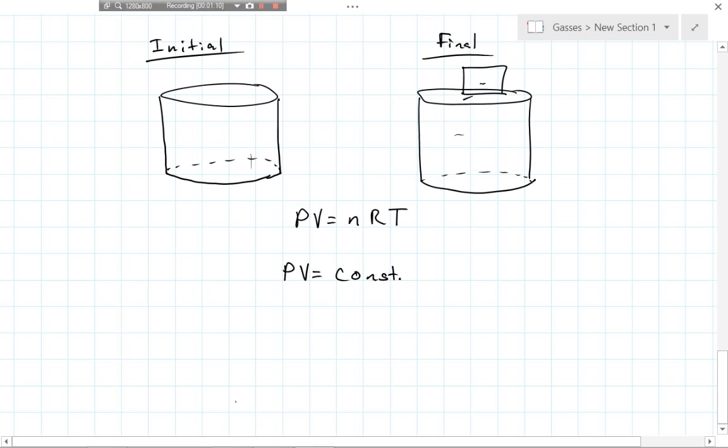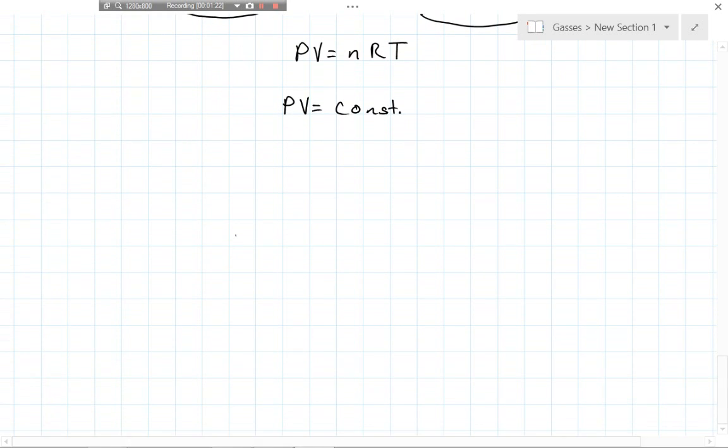So all we need to do is figure out how the pressure of the gas is affected by placing this mass on top of it. And the way we do this is by looking at a free body diagram of these two lids. So let me go ahead and draw a free body diagram of the lid initially. So initially we have this lid here.